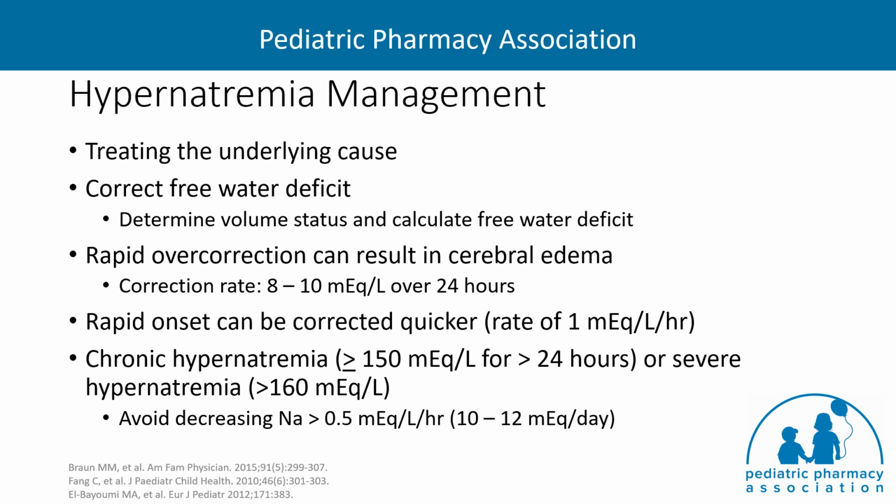Rapid overcorrection of hypernatremia can also result in cerebral edema, similarly to hyponatremia. We have a correction rate goal of 8 to 10 milliequivalents per liter in a 24-hour period. Patients that have a rapid onset of hypernatremia can be corrected quicker, again secondary to that cerebral adaptation not yet occurring. In patients with chronic hypernatremia, meaning their sodium has been greater than 150 milliequivalents per liter for 24 hours, or in patients that have severe hypernatremia greater than 160, we should avoid decreasing our sodium by more than 0.5 milliequivalents per liter per hour, which is 10 to 12 milliequivalents per day.